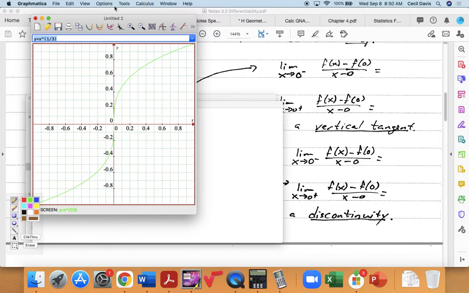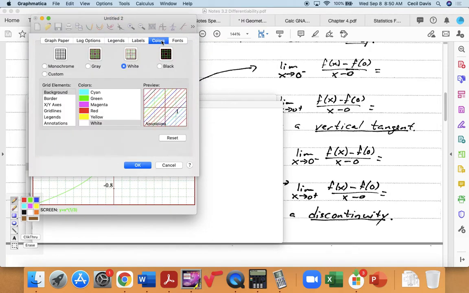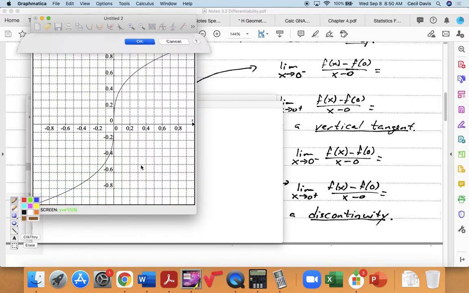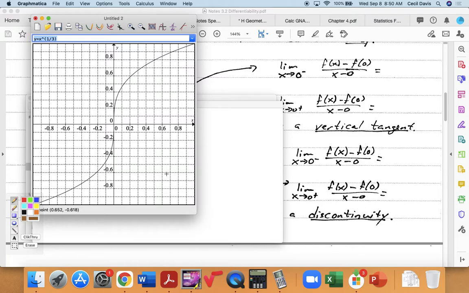Let's go to options, graph paper, color, monochrome. Happy now? It does make it easier to see.